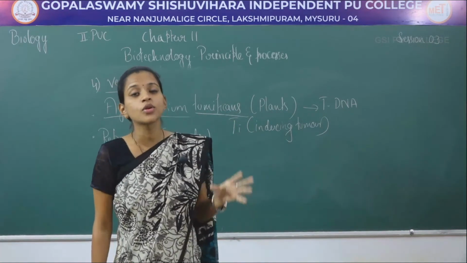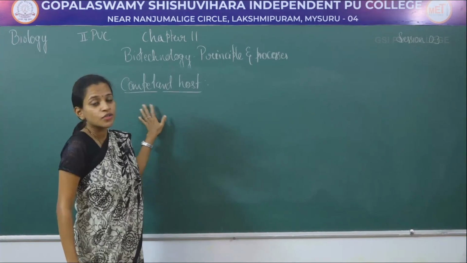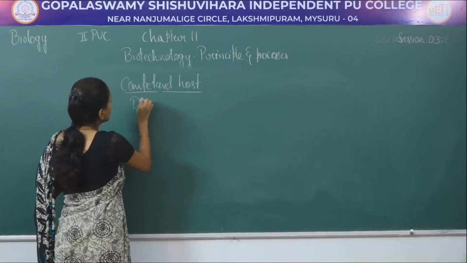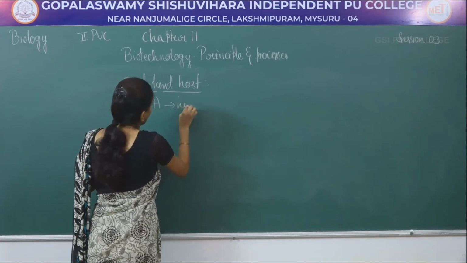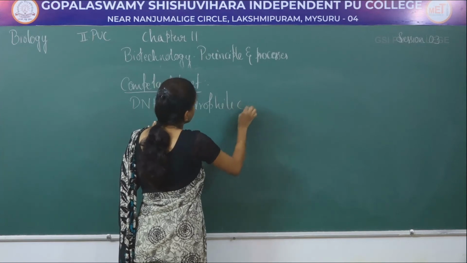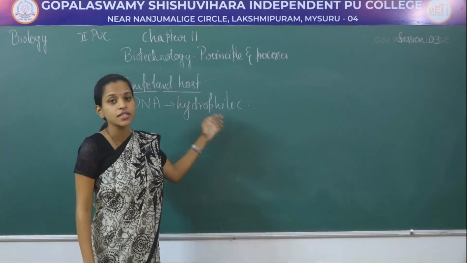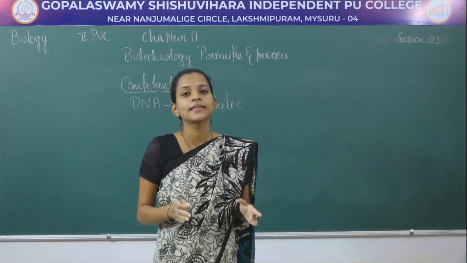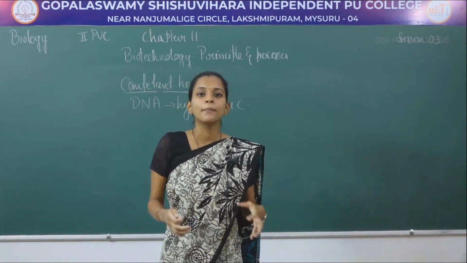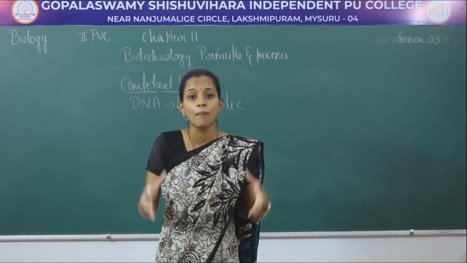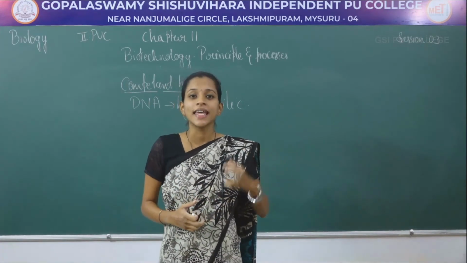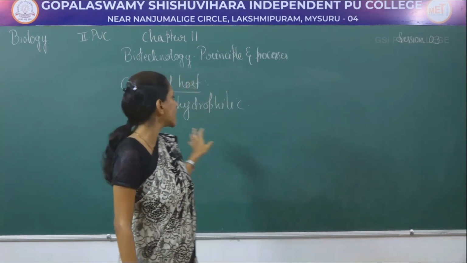Next we have to study about competent host. In the case of a competent host, normally a DNA is hydrophilic in nature. That means it cannot penetrate the cell membrane of the bacteria very easily. That is why a bacteria should be made competent so that it can accept this DNA, so that it can take up the plasmid into itself.